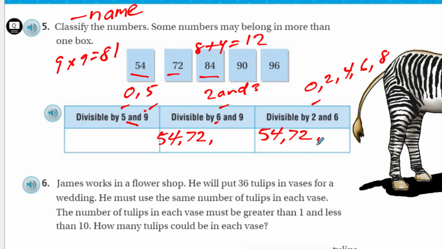So sorry. Now we move over to the last one. 84, are you here? Yes, you are. We just proved that you were divisible by 2 and that you were divisible by 6. So 84, at least you get to be in one of the boxes.